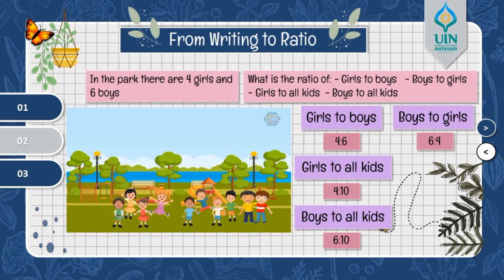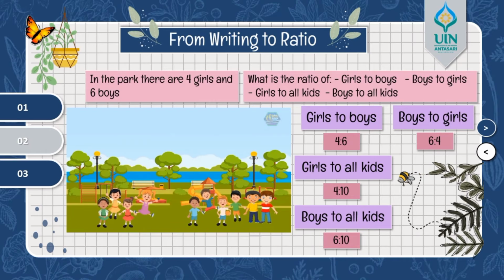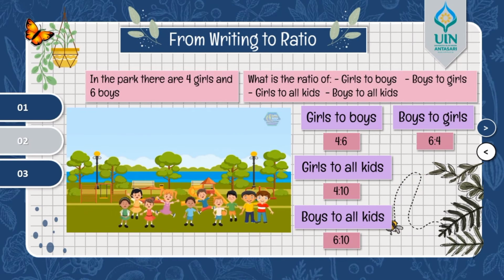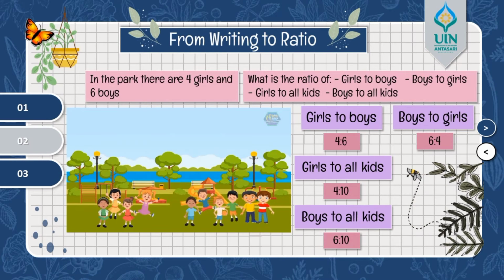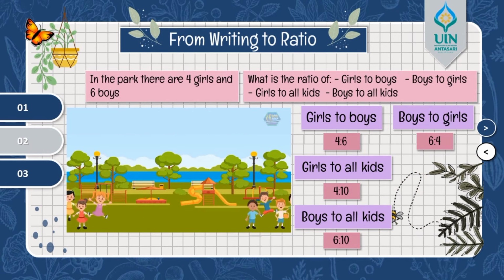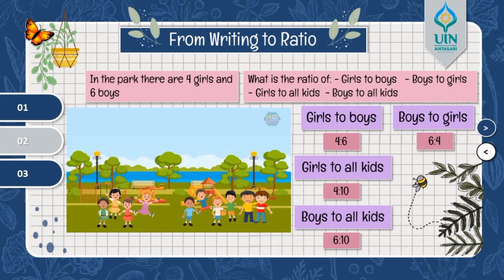In the part to part ratio, we just compare two things like girls to boys and boys to girls. Whereas in the part to whole ratio, we compare to the total number of things like girls to all the kids and boys to all the kids.